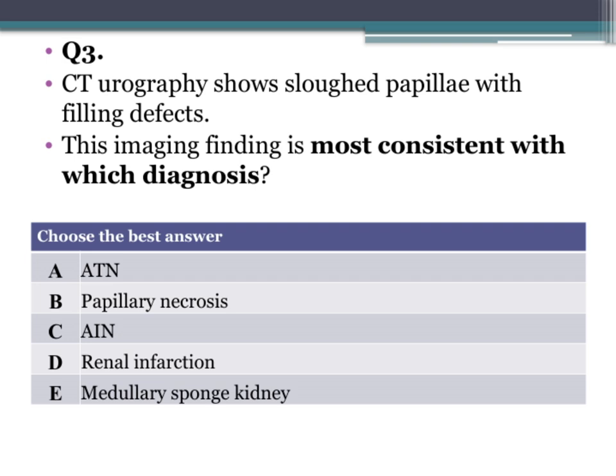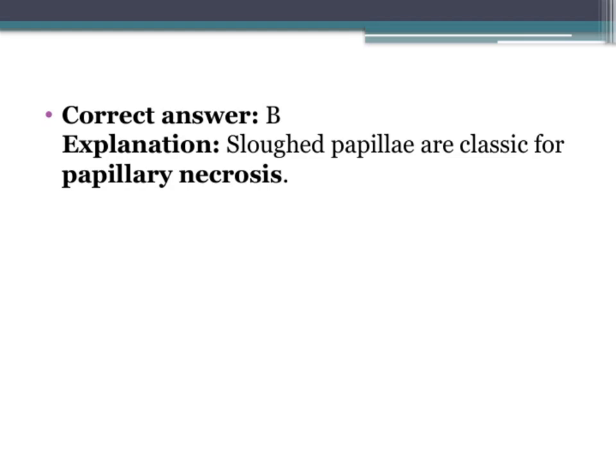So, connecting this to our overall theme, understanding the imaging findings like these helps us pinpoint the diagnosis more accurately. Here, the most consistent diagnosis with sloughed papillae and filling defects on CT urography is option B, papillary necrosis. The correct answer here is B. Let's talk about why that's the case.